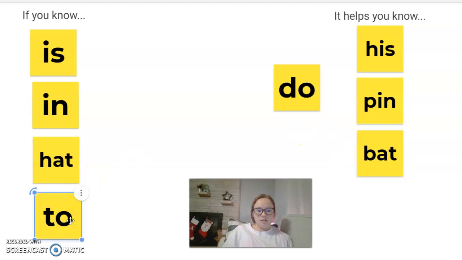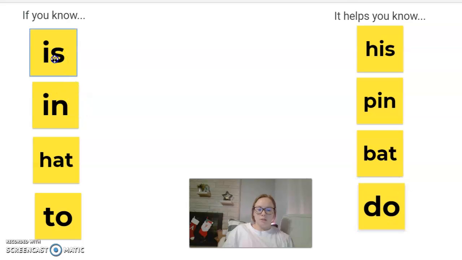And this word is to. We know the word to. Knowing the word to can help us to figure out this word. The only thing that's different is the beginning sound. So that O is still going to kind of make that oo sound, but we're going to change it from t-oo to d-oo. Do.